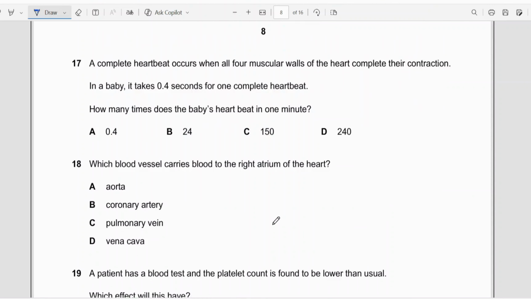Okay, this question is quite technical. A complete heartbeat occurs when all four muscular walls of the heart complete their contraction. In a baby, it takes 4.4 seconds for one complete cycle. How many times does the baby's heart beat in 1 minute?